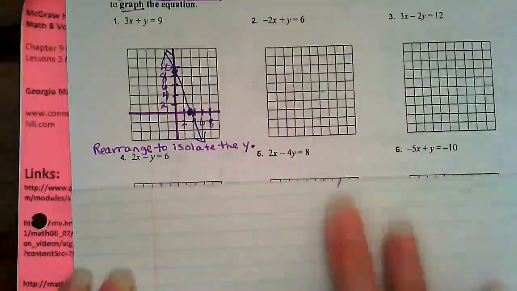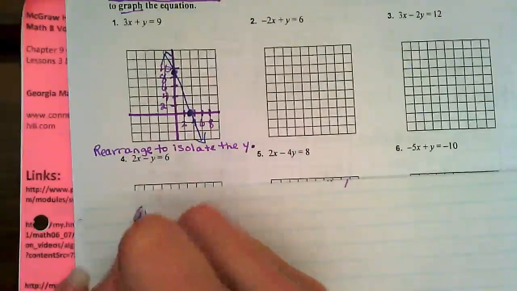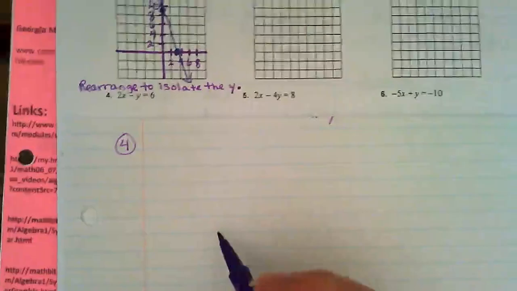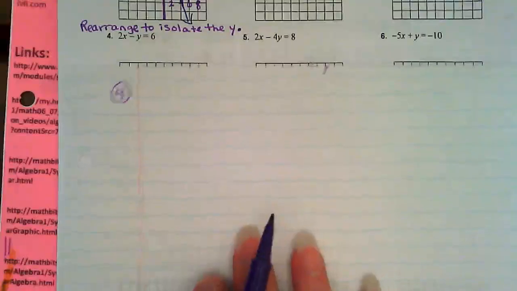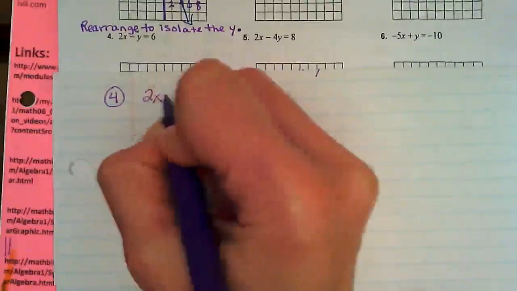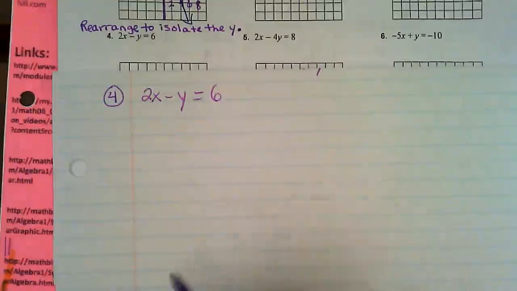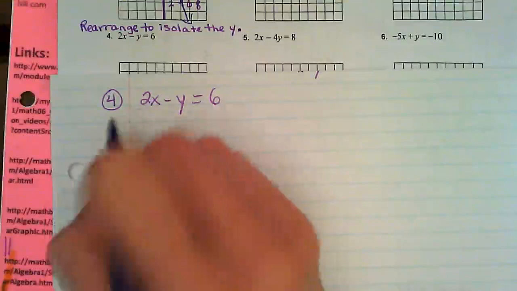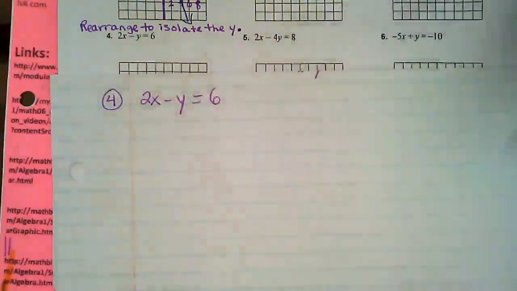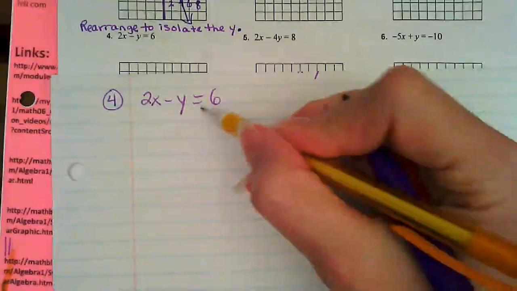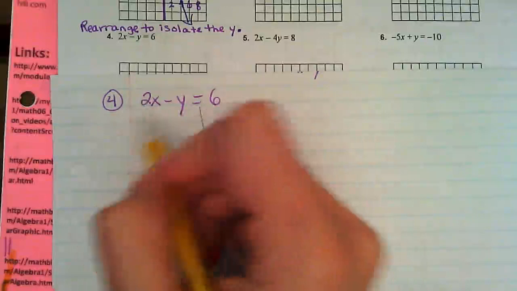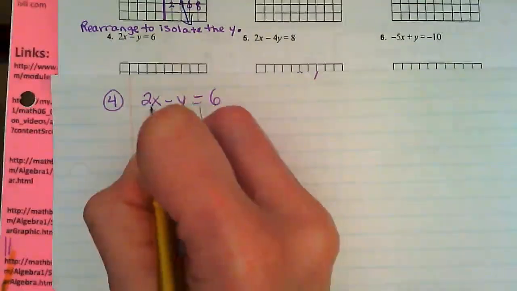All right, so for number 4, again, I'm going to show my work on notebook paper. Okay, so I have 2x minus y equals 6. And since I'm going to rearrange this to isolate the y, I'm going to have to move my x term to the other side. So I'll work this one out with pencil. All right, so here's my fence. So I need to move this term over here.